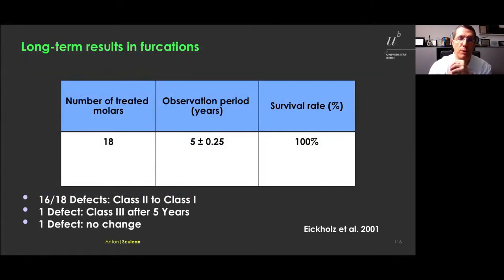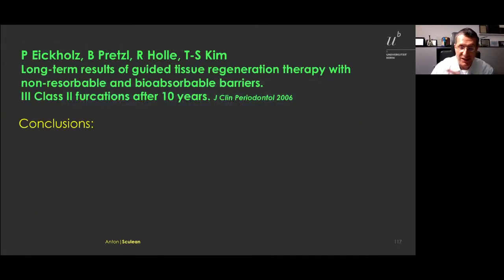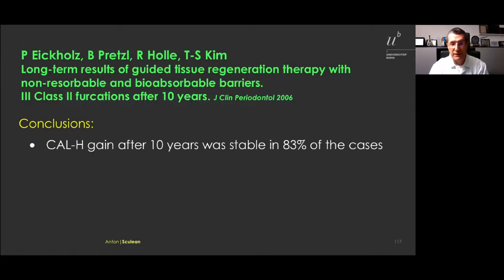What about some long-term results in furcations? This is a study after 10-year follow-up. You can see that we can be successful in treating class 2 furcation defects. We can convert a class 2 into class 1 in the great majority of the cases. And these cases can be maintained stable up to 10 years in the great majority of the cases.